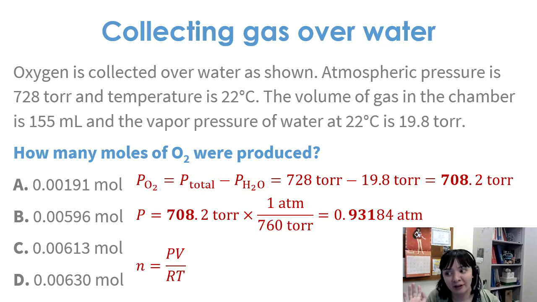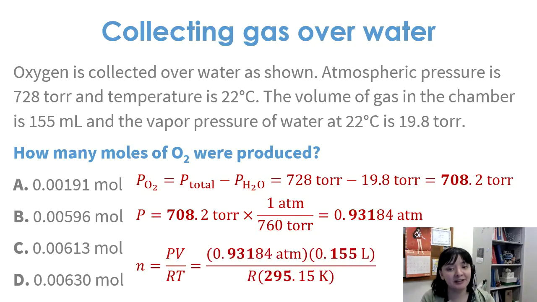But now we have our pressure. We can also find the volume and the temperature from the question itself. I'm not going to walk through all of the conversions for that step. But putting everything into my n equals PV over RT equation, I have the following. I have my pressure as 0.932 atmospheres, I have the volume as 0.155 liters, and then I have the temperature as 295 Kelvin. And when I solve there, I got 0.00596 moles, or choice B here.